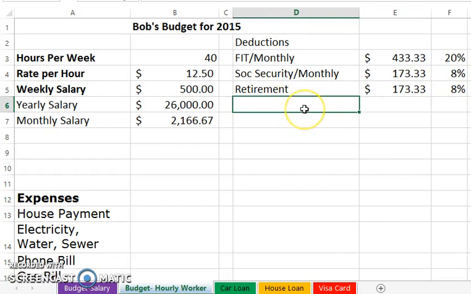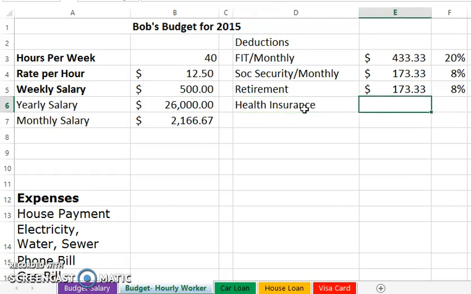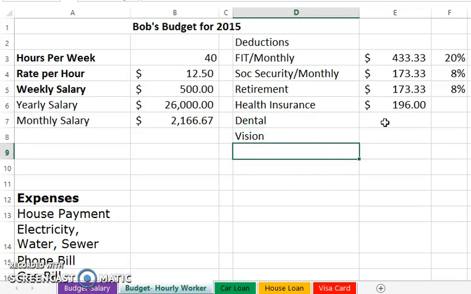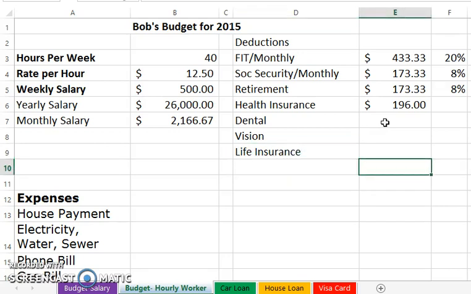Now the reason I like doing monthly is because health insurance is on a monthly basis, and for about 196, I think my daughter's was 196 a month, and I'll put dollar signs on that. This is just a straight fee of 196. And there's other deductions you could have. You could have dental, you could have vision, you could have life insurance. But this Joe is not going to have that. He's just going to have these things. But if he did have that, we'd add those in.